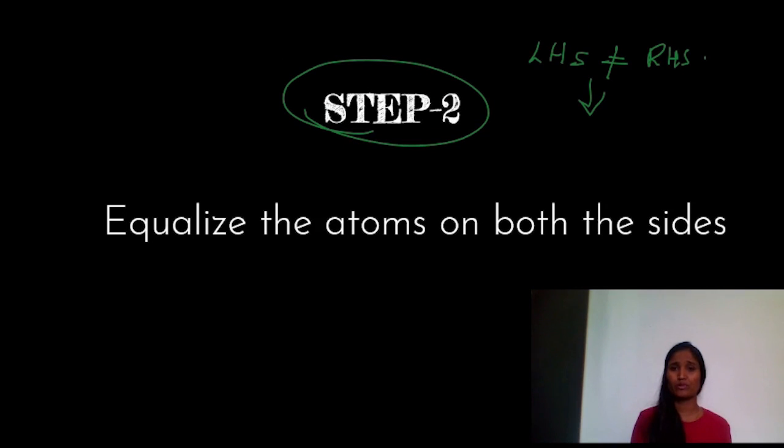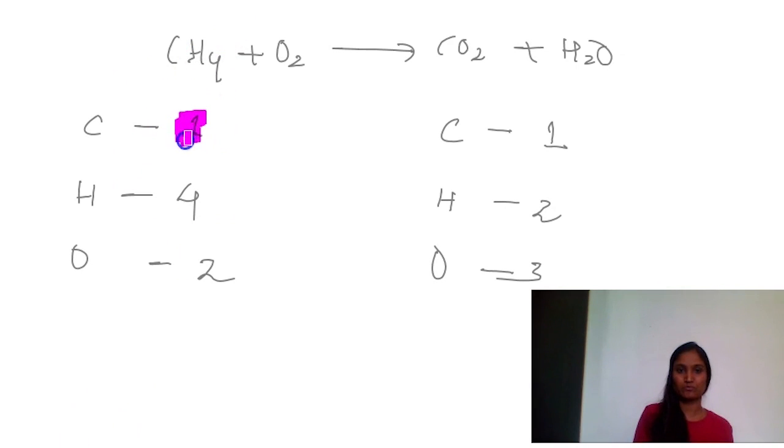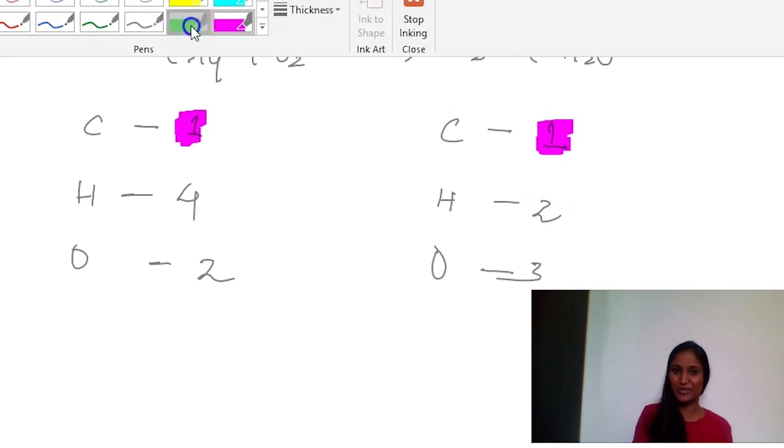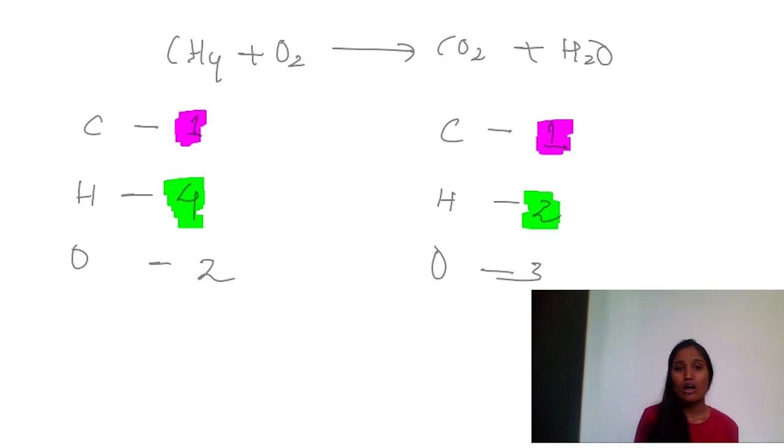But how? What's equalizing, by the way? For example, say I'm talking about carbon. It's already equal. There is nothing to do with it right now. So ignore carbon. Now I'm talking about hydrogen. I have 4 hydrogens on one side. Then what about the other side? I have just 2 hydrogens on the other side. If I want both of them to be equal, what should I do? I should either increase the number of hydrogens on the right hand side, or decrease the number of hydrogens on the left hand side.